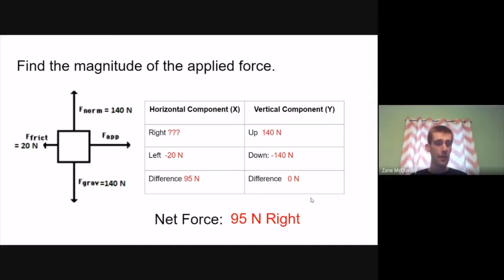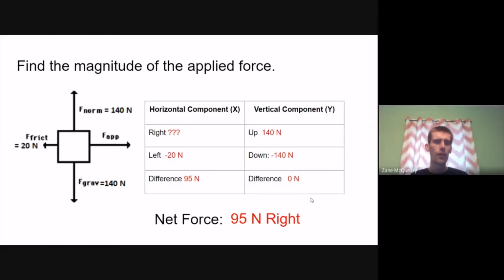Now let's do this in 2 dimensions. The horizontal component to the right, we don't know. That applied force is missing. We have to solve for it now. To the left, we have 20 newtons. The net force has already been given to us of 95 newtons to the right. So we can go ahead and ignore the vertical component because those cancel out. You have a balanced force, or you could say equilibrium.